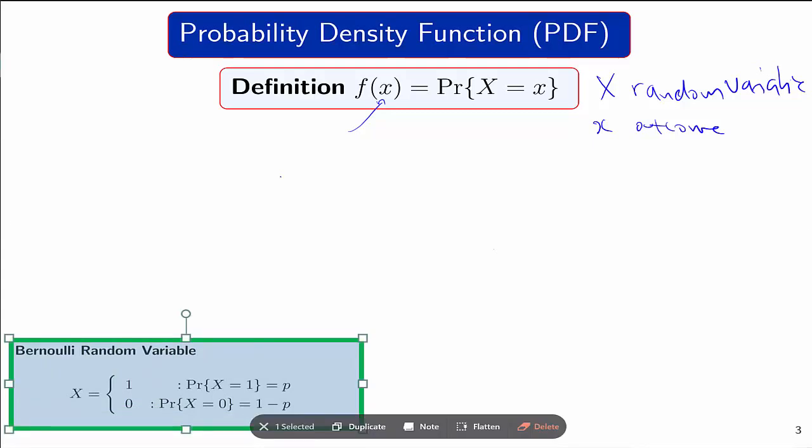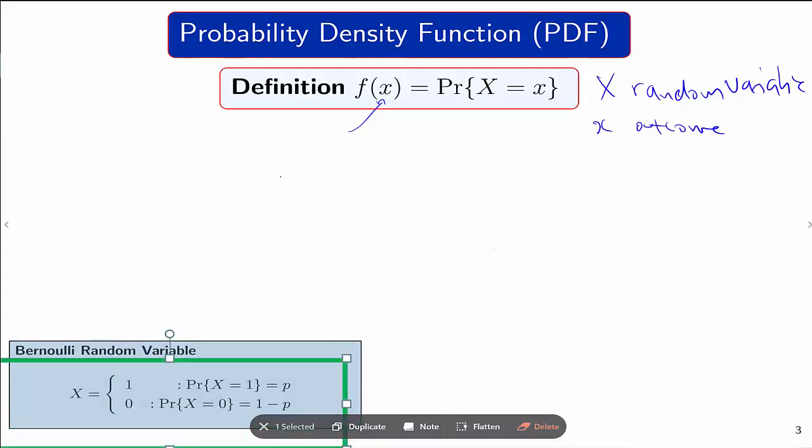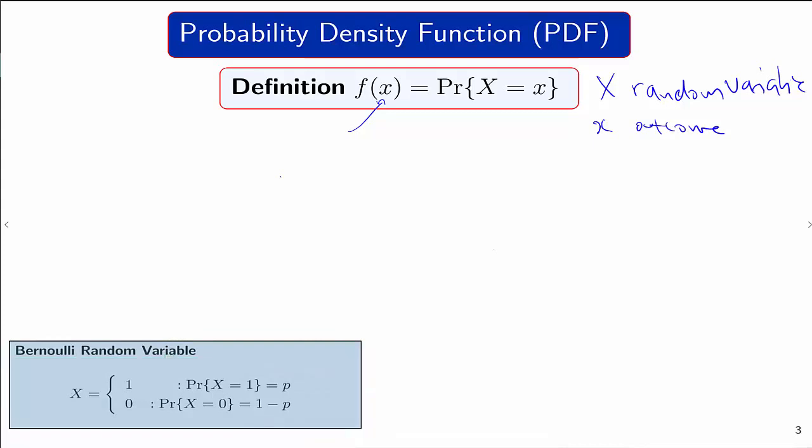X equals 1 with probability p. And we have the probability that x equals 0, the only other possible outcome, which is 1 minus p. The two probabilities have to sum to 1, because this is every possible outcome. The Bernoulli random variable doesn't take any other outcomes. So in this case, the PDF is very simple.